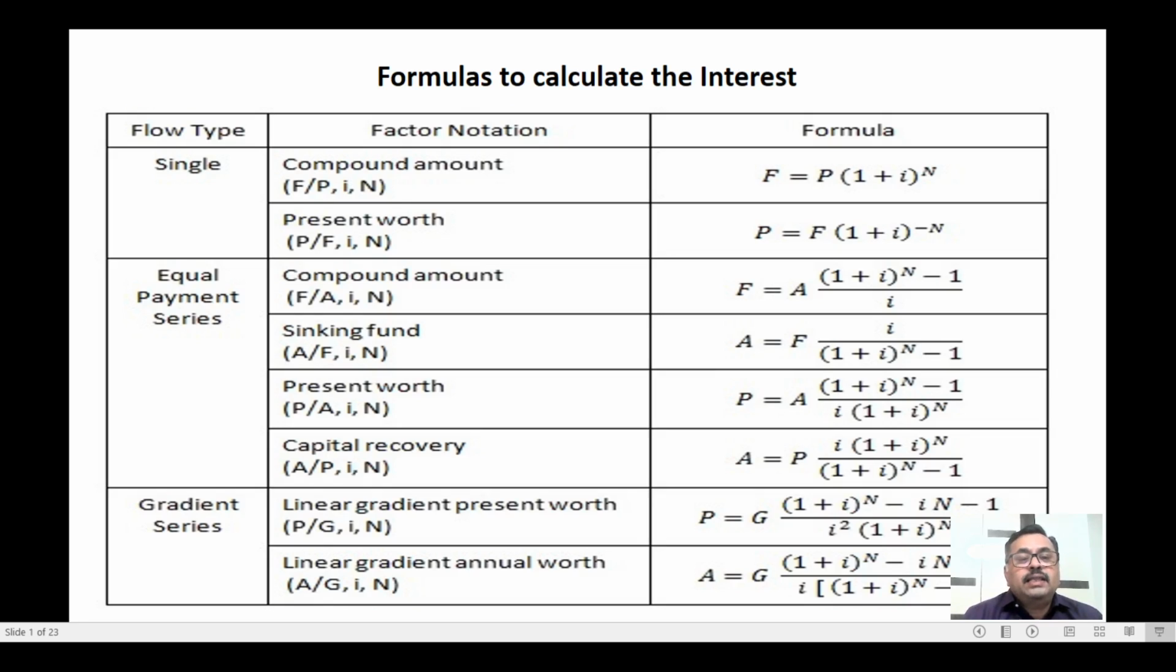Then the last one you have is the linear gradient annual worth method. Since it is given as an annual worth, A has to be calculated with the given gradient pay, that is how much gradient is happening every time period, I, the interest rate, and N, the time period for which the gradient series has to be calculated. By giving G, I, N, we have to calculate A, that is the annual worth amount.